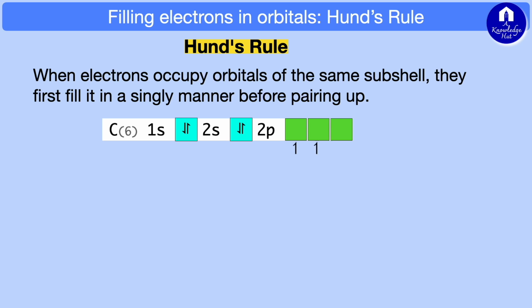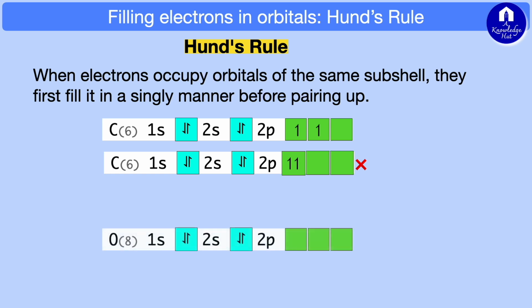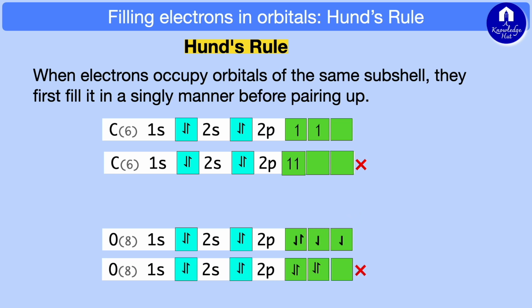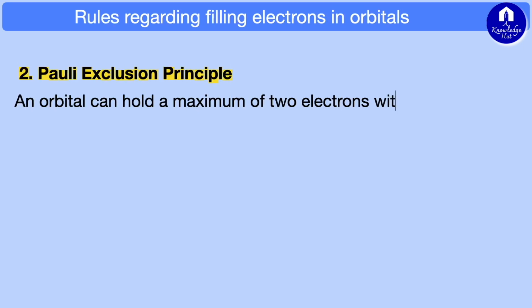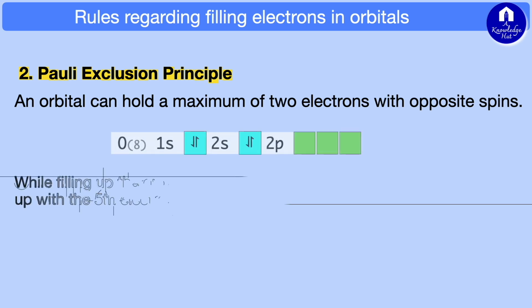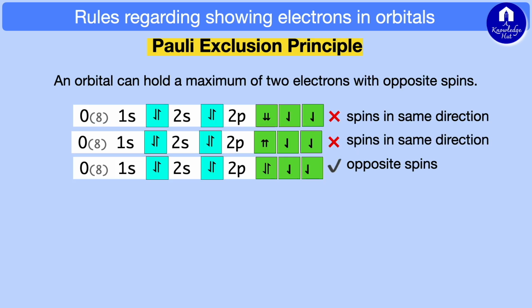When the last 2 electrons try to fill in the p orbitals, the orbitals px and py get 1 electron each. In the oxygen atom, the last 4 electrons try to fill the p orbitals. The orbitals px, py and pz first get 1 electron each following Hund's rule. Then the last electron goes into a px orbital where it pairs up. The second rule is the Pauli Exclusion Principle. An orbital can hold a maximum of 2 electrons with opposite spins. While filling up the orbitals in the oxygen atom, the 6th electron pairs up with the 5th electron and it assumes an opposite spin direction.